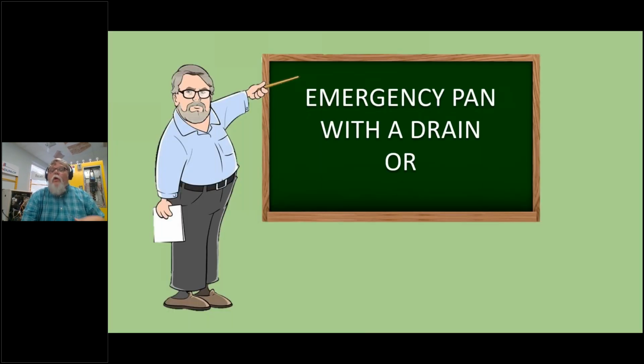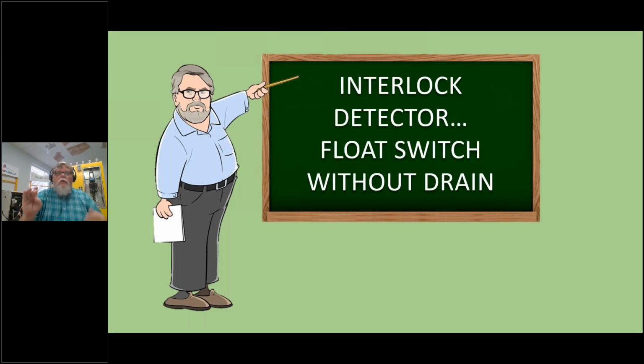Emergency pan with a drain. You can use an emergency pan under the unit and you can put a drain pipe on it. That's a great way to do it in an attic. Or you can put an interlock switch, a float switch, in there if you don't have a drain.